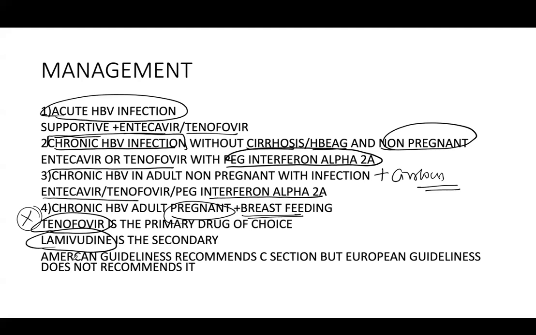Then comes the American guidelines versus the British guidelines. Here there is some slight change. The US recommends going for a C-section in case of hepatitis B. If the mother has hepatitis B and is pregnant, go for C-section. But European guidelines and UK guidelines are kind of ambiguous. It shows a lot of ambiguity. It's neither for this nor for that. That is one thing you should know.